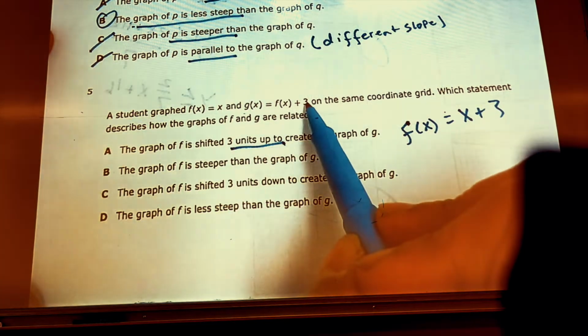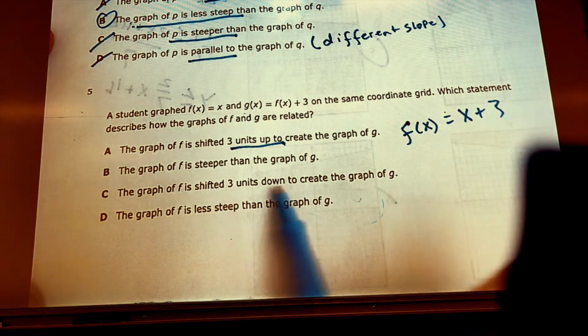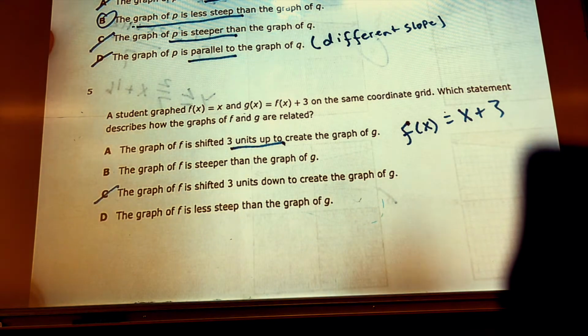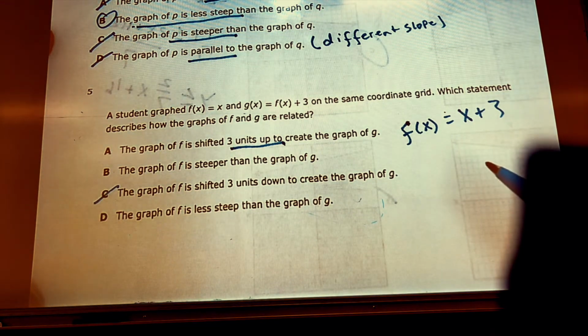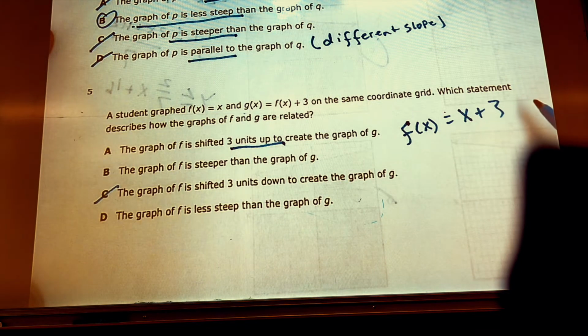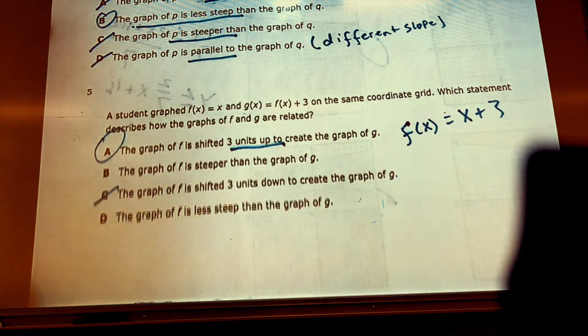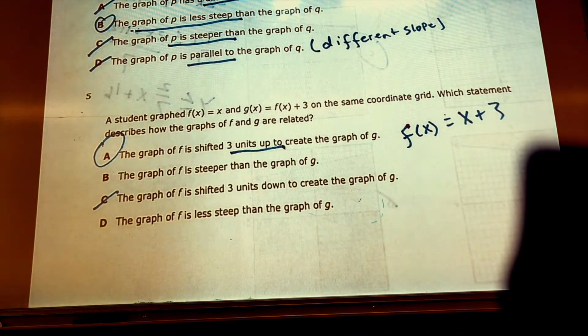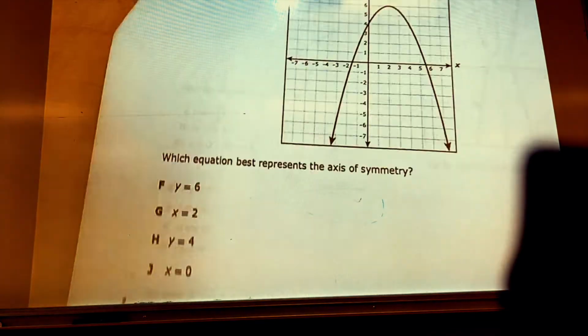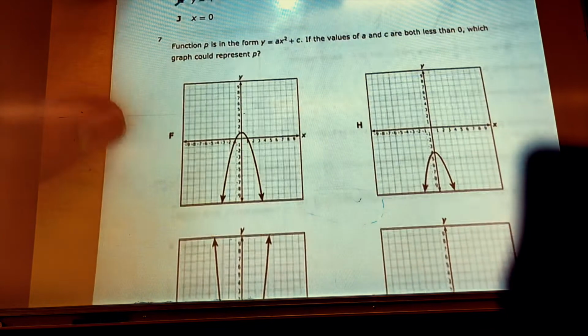If it was a minus 3, then it would be what? 3 units down. Okay? And we're not changing anything about steepness here. We're just changing the y-intercept, which is a shift up. Do you have any questions so far? No? Okay, let's see how number 7 went.